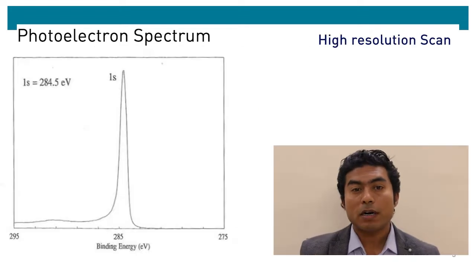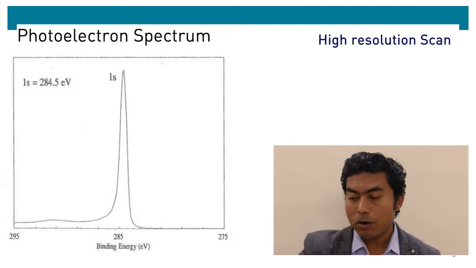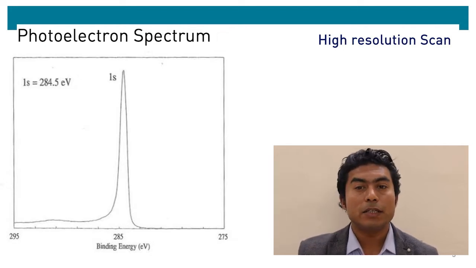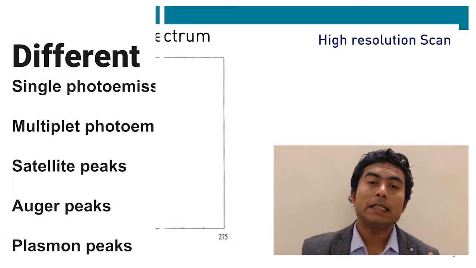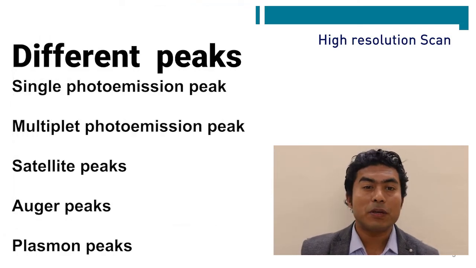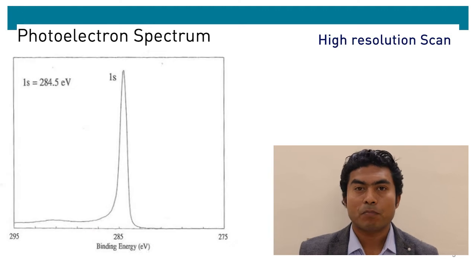And the smaller region scan, which is particular for particular core level, are recorded with a relatively smaller step size, and they are known as the high resolution scan. Okay. So a spectrum may contain various peaks like photoemission features with single peak, photoemission signals of multiplet peaks, satellites, Auger peaks, and plasmon peaks. These are very important features.